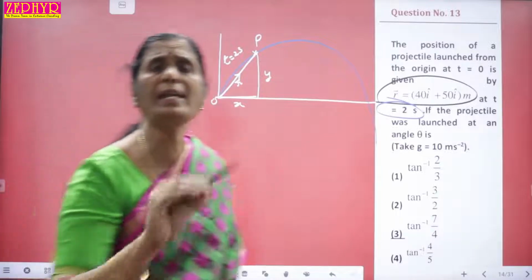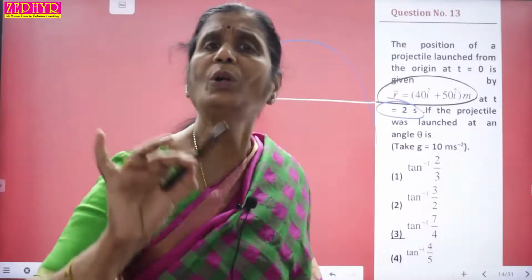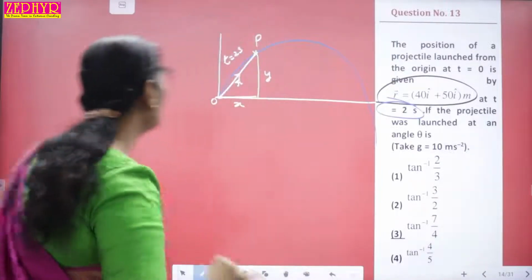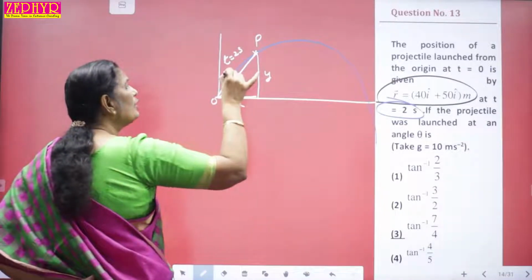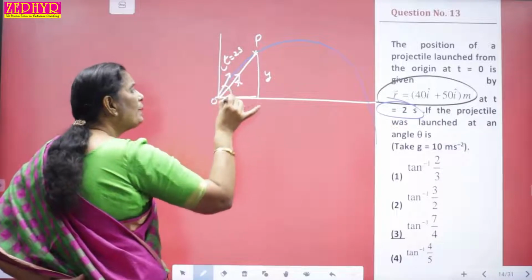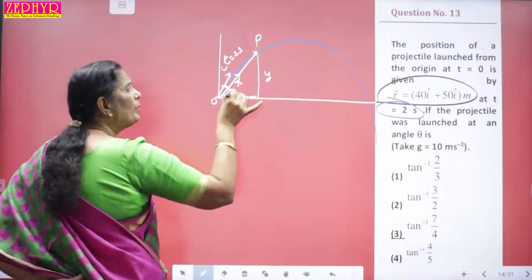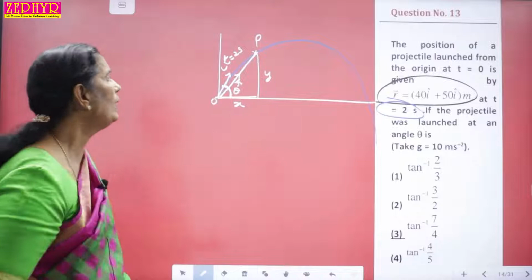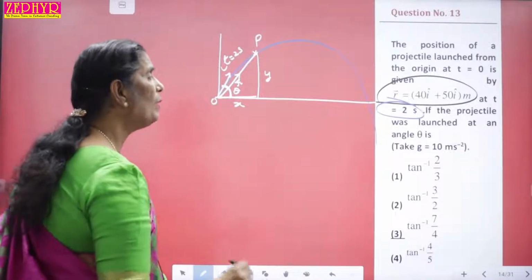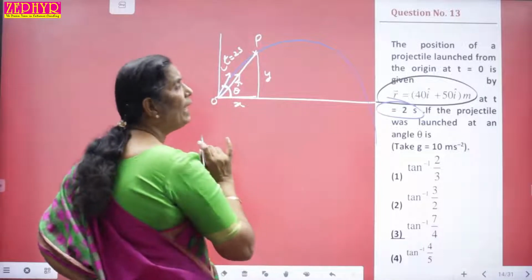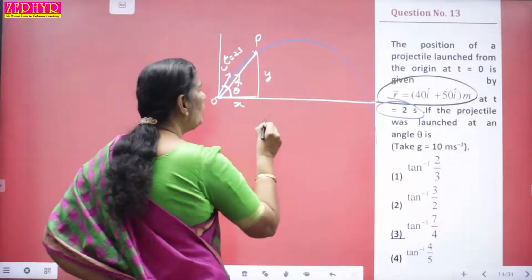Now tan theta is equal to y by x. But that won't give the angle of projection. So which is the angle of projection? Only the direction of velocity will be the angle of projection. So observe carefully. Only that will be the angle of projection. So how do we find out that value? Slowly we have to do it.